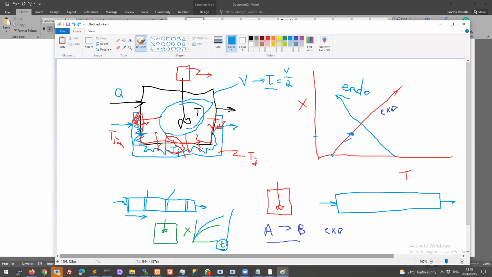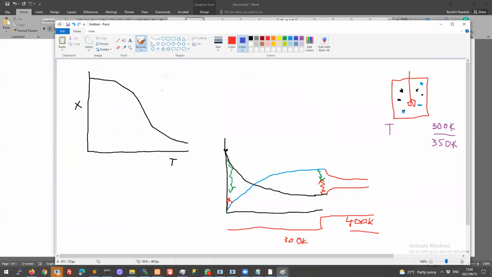Okay, now going back to this picture. If we plot out the change of that equilibrium, right? So this is X equilibrium.